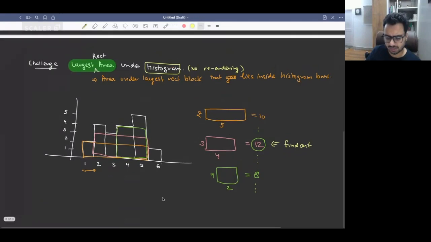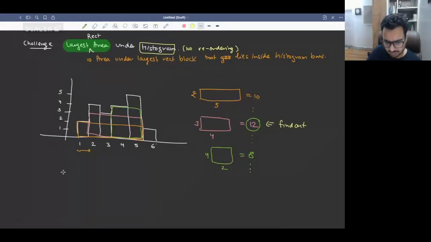Please write the array. Yes, so the array is like this. It is of height 2, then height 4, then height 3, then height 4, height 5, and then height 1, right? So it's a 2D array? No, it's not a 2D array. You are given a 1D array.